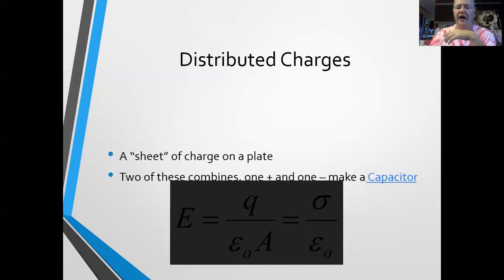Now, if I have a whole lot of charges, I might have a sheet of charge. If I have a whole bunch of charges, normally I would do calculus, but it turns out for something called a capacitor, which is two sheets of charge, one is plus and one is minus, it's actually fairly simple to write down the electric field if you do calculus, because it's a constant. It's a constant between the sheets.